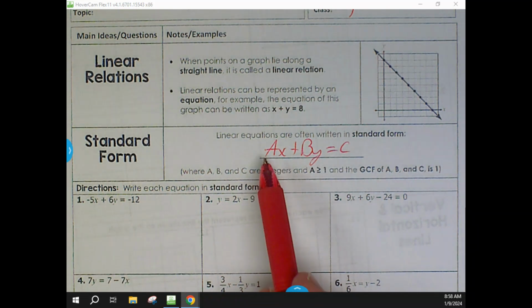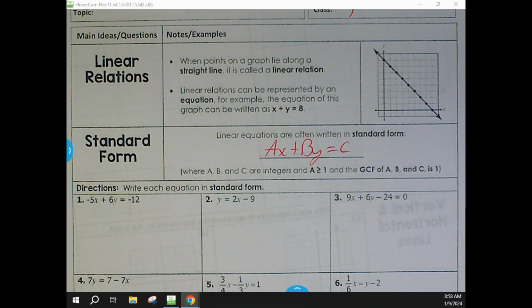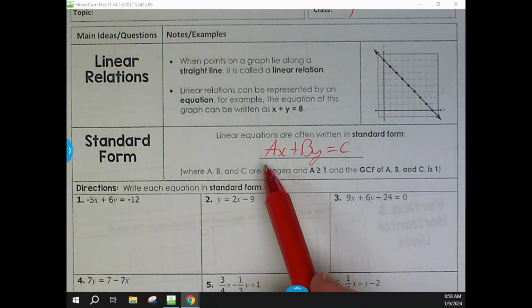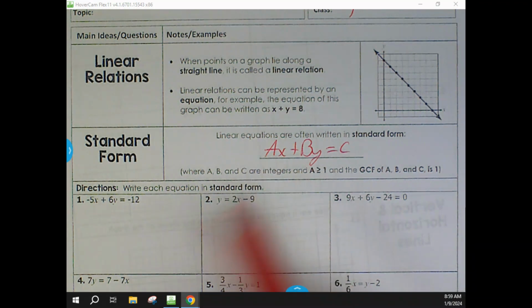Now, some books don't worry about that too much. Sometimes you'll see some stuff in Math Excel where maybe the A value is negative. It's not a huge deal. It's just some people like for that A value to be positive. Some people don't really care too much about it. Okay. Now, again, that's not the graphing form of it. We'll talk about that here in just a little bit as we get through some other stuff.